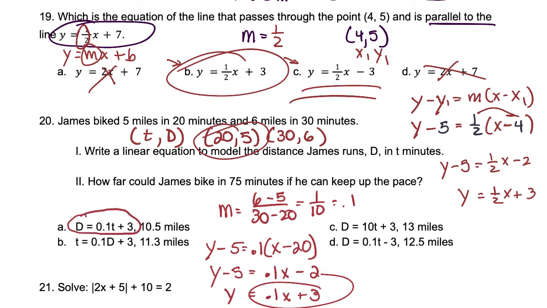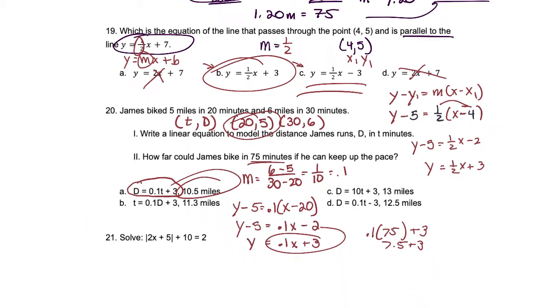And hey, how far can you go in 75 minutes? Now we could use this equation here. Our time is 75, so we could just plug in a 75 like so and add 3. So 7.5 plus 3, or 10.5 miles. You can see it fits.